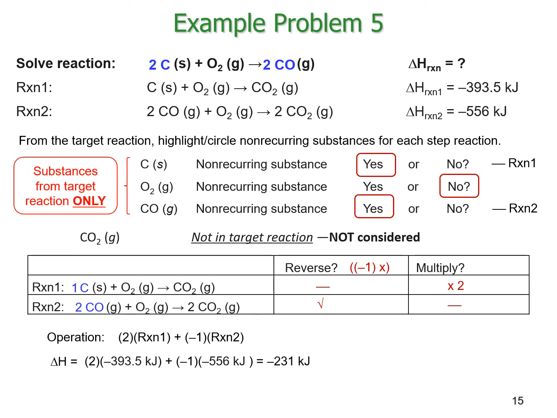Do we see the same value? Yes, -231 kilojoules. I hope you like this approach, because we do not have to go through all this wording. By simply setting up the table with the reverse or multiplying, and answering those 2 questions, we will know just how we're going to manipulate those step reactions. And that definitely saves us a lot of time.